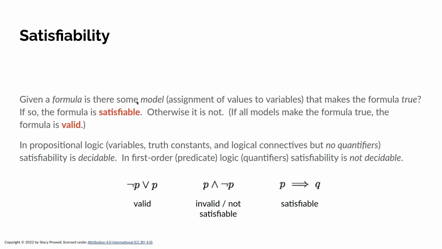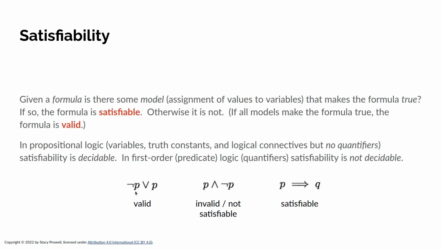Given a formula, is there some model? What's a model in this case? An assignment of values to variables. Okay. Is there a model that makes the formula true? If there is, the formula is satisfiable. Otherwise, it isn't. If all models make the formula true, then the formula is valid. So a lot of words to explain something that we can maybe explain a little better by giving you some examples here at the bottom.